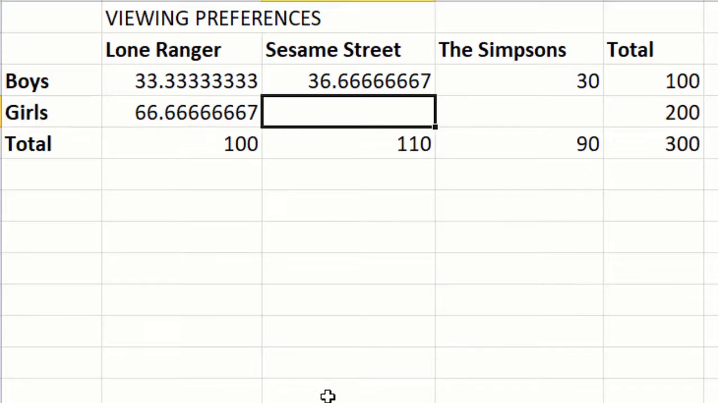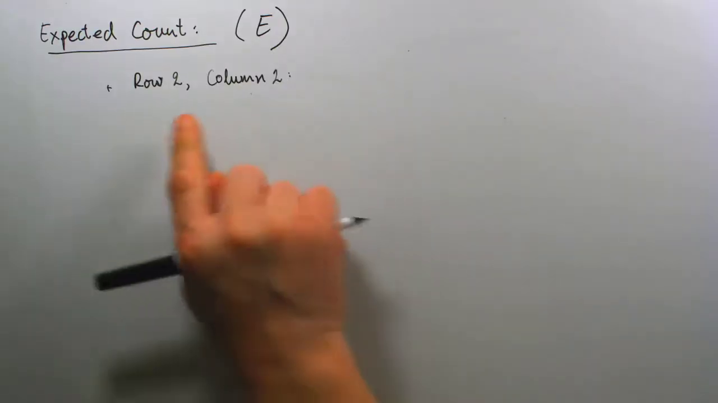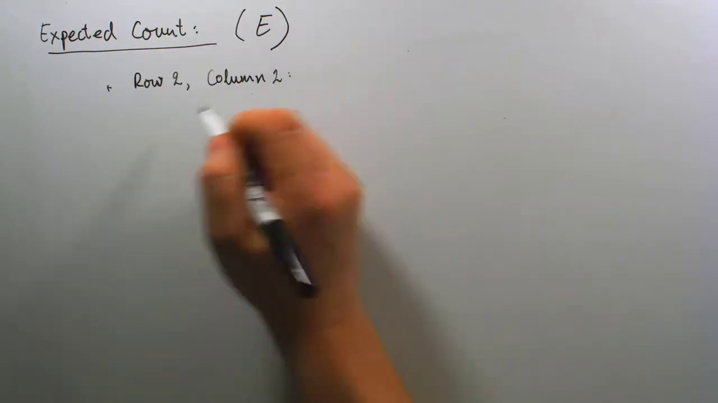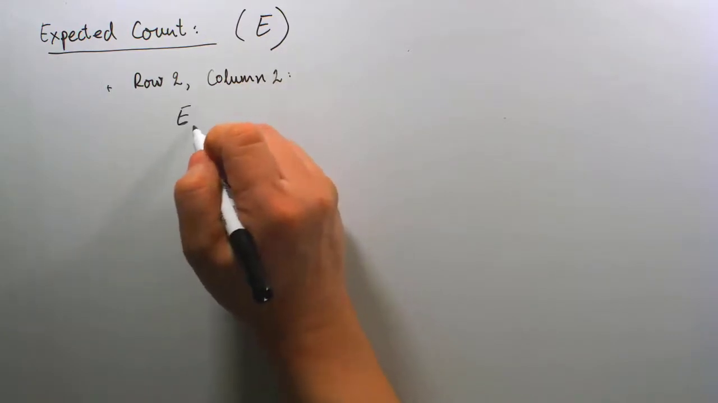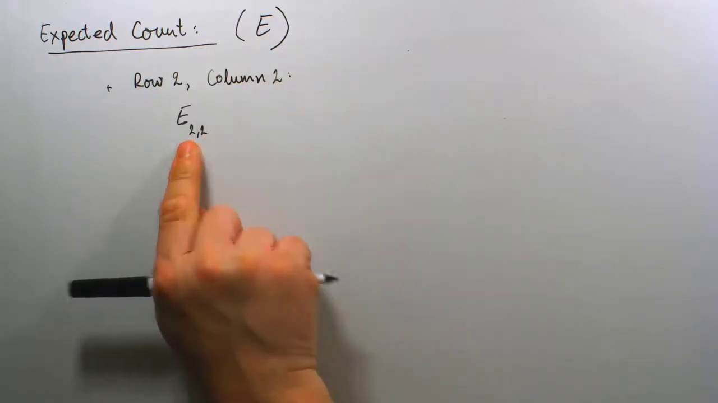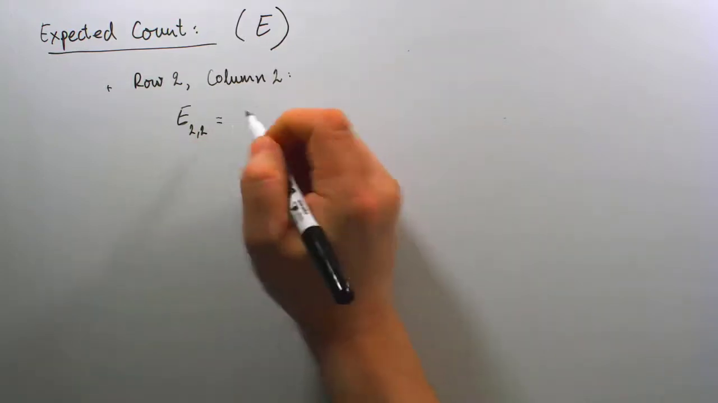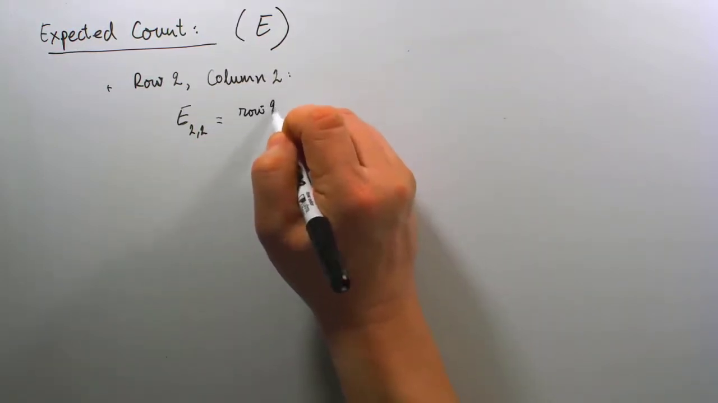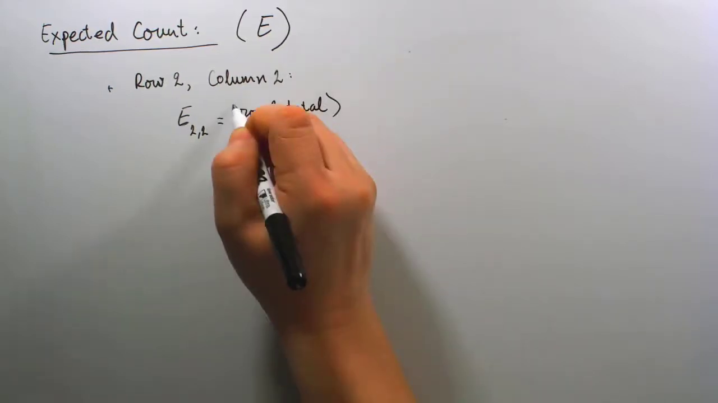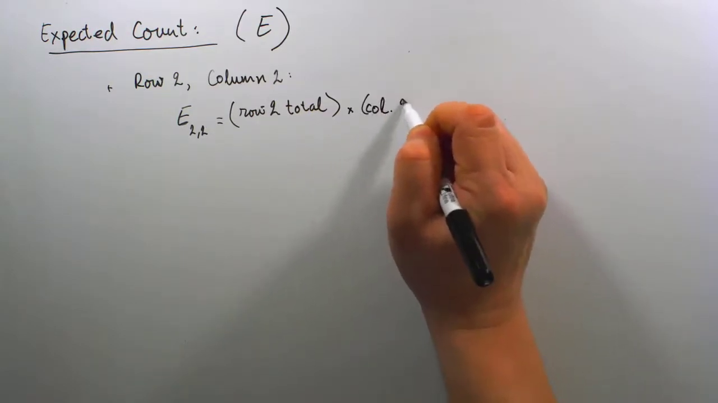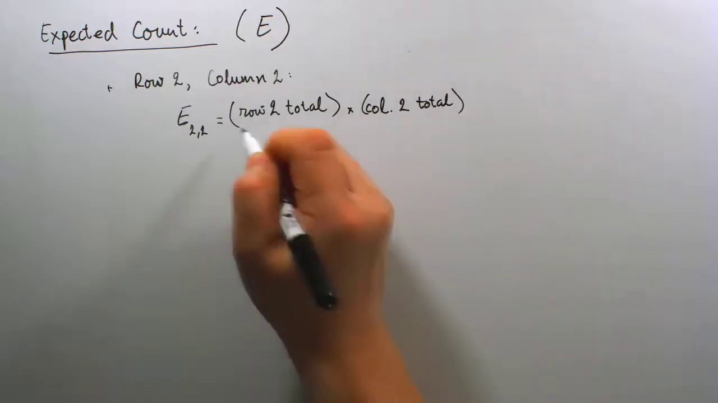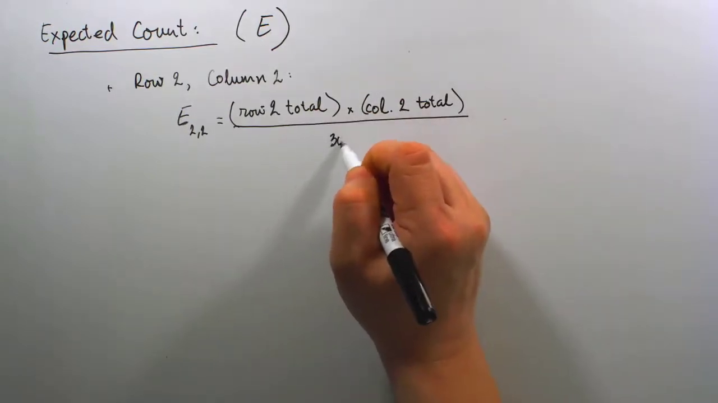Anything can happen. But now let's look at the expected count for row 2 and column 2. Back on my board, for the expected count for row 2 and column 2, I am going to use the symbol capital E with a pair of subscripts 2, 2. The first 2 is for row 2, and the second 2 is for column 2. That means we take the row 2 total, multiply it with the column 2 total, and divide that product by 300, our sample size.